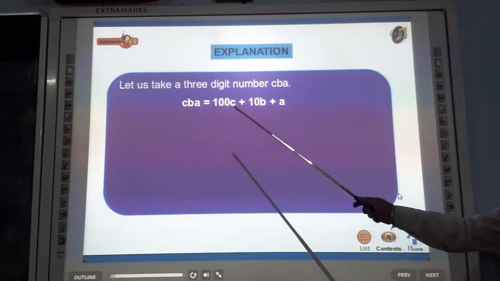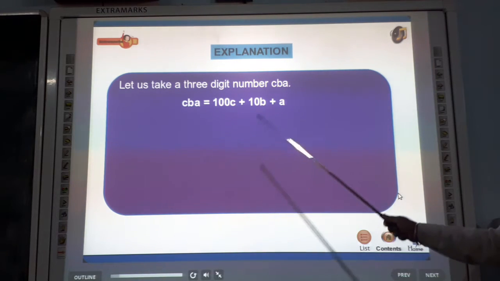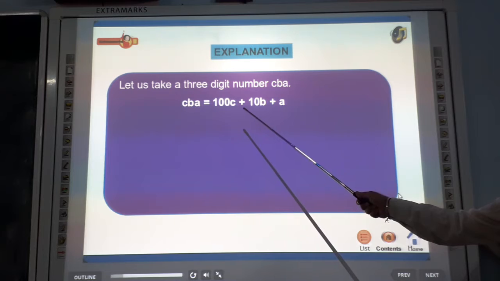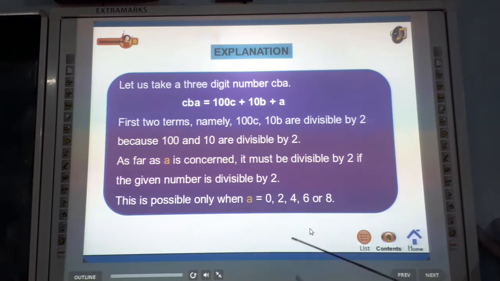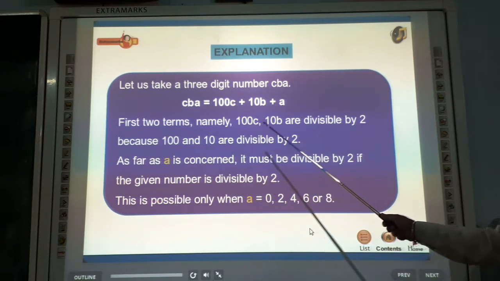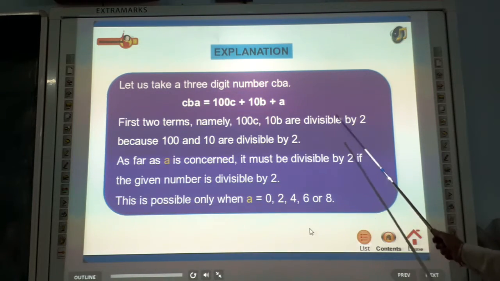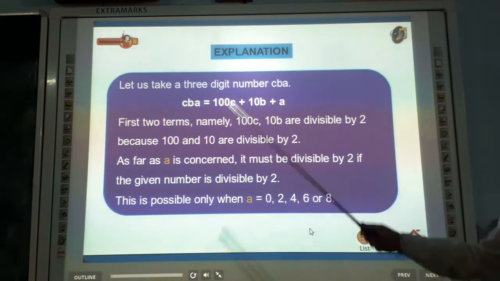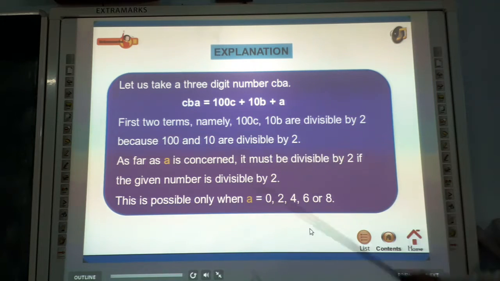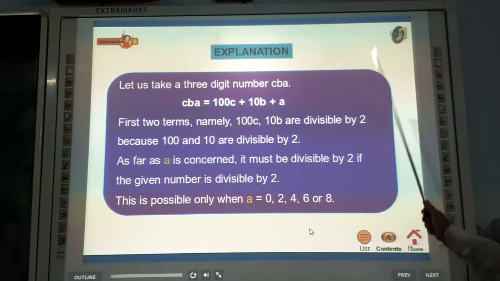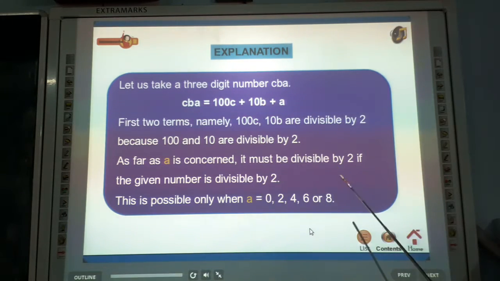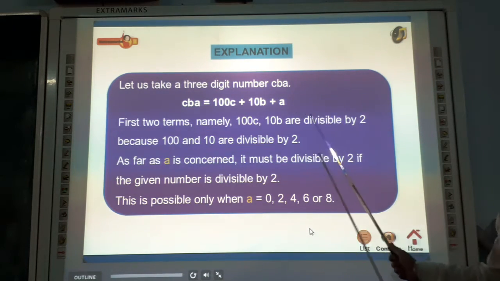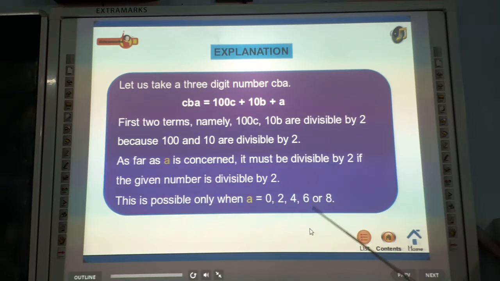Explanation. CBA is a number. In usual form, it is written as 100C plus 10B plus A. Now, the first two terms, 100C plus 10B, are divisible because 100 is divisible by 2 and 10 is also divisible by 2. And when A is divisible by 2, then the complete number will be divisible by 2, and this digit A is divisible by 2 for even digits only, which are 0, 2, 4, 6 or 8.